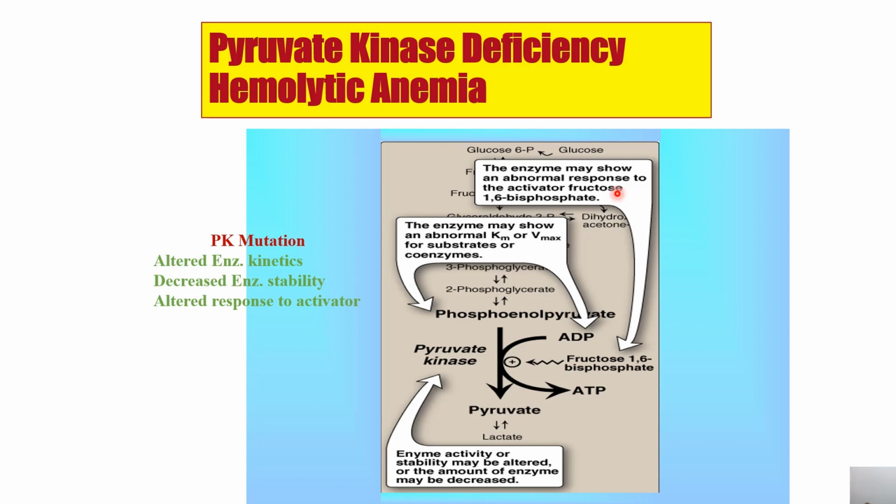The enzyme may show an abnormal Km or Vmax for substrates or coenzymes, and the enzyme may show an abnormal response to the activator fructose 1,6 bisphosphate. So enzyme activity or stability may be altered, or the amount of the enzyme may be decreased.